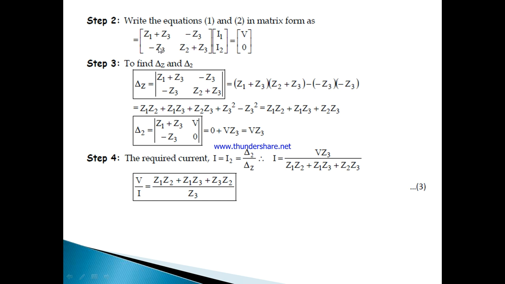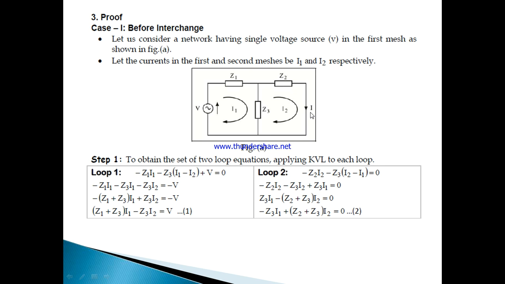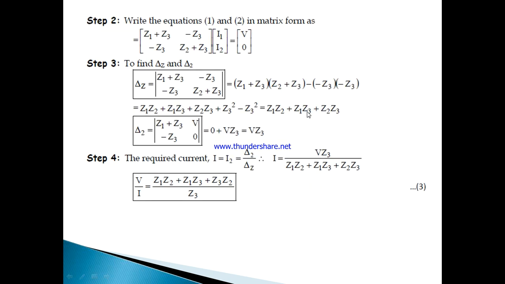Now from equations 1 and 2, I am going to place the elements. Finally I get Z11 as Z1 plus Z3, Z12 as minus Z3, Z21 as minus Z3, Z22 as Z2 plus Z3, with I1, I2, and the right hand side terms from equations 1 and 2 are V and 0. Now according to Cramer's rule, I require only I2, because we need the response, and the response is presented in loop 2. The current through loop 2 is given in the diagram as I2. This I2 is the same as I. So we are interested only in the I2 current.